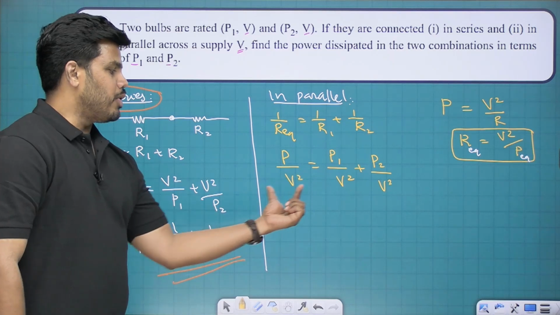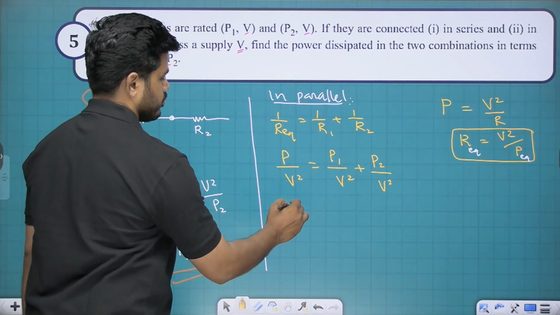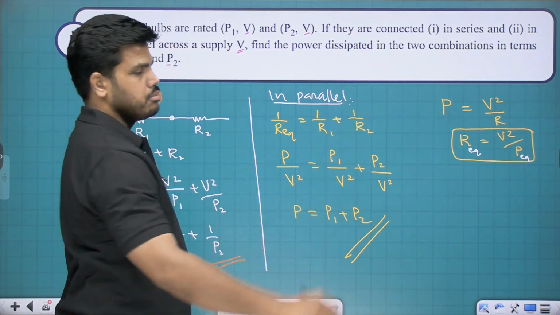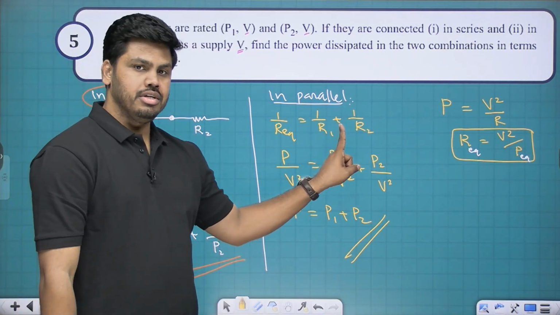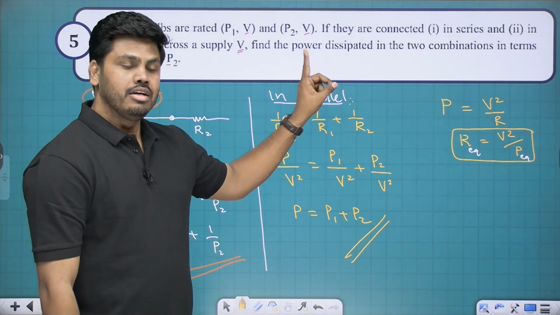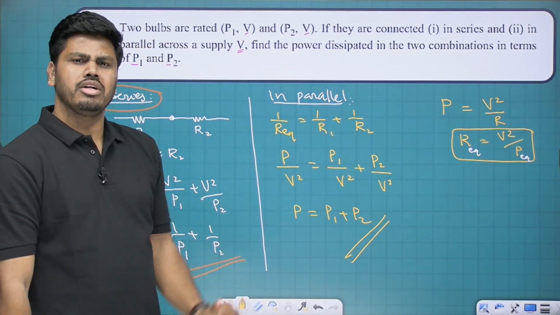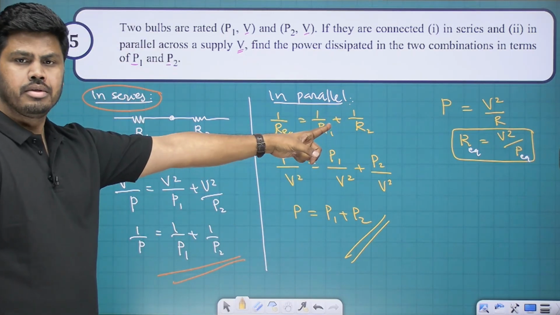Got it? So, V square can be cancelled from both sides. We get P is equal to P1 plus P2. That is the total power in parallel combination in terms of the individual powers P1 and P2. You are asked to find only these expressions. So, we got it. Okay.